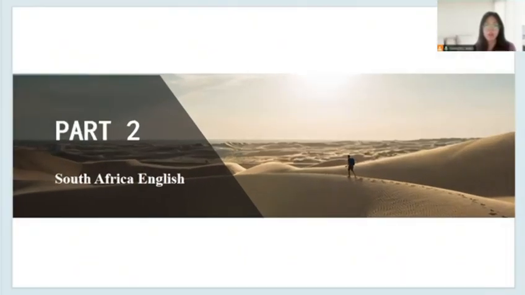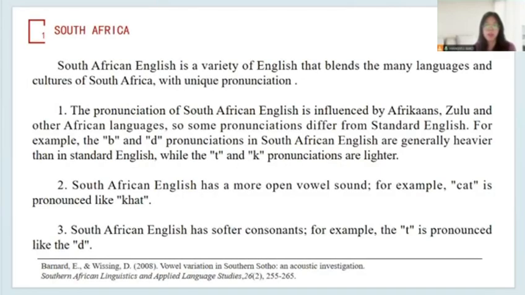Let's talk about the second part, South African English. First, we look at linguistic features. The pronunciation of South African English is influenced by Afrikaans, Zulu, and other African languages. So some pronunciations differ from standard English. For example, the B and D pronunciations in South African English are generally heavier than in standard English, while the T and K pronunciations are lighter.